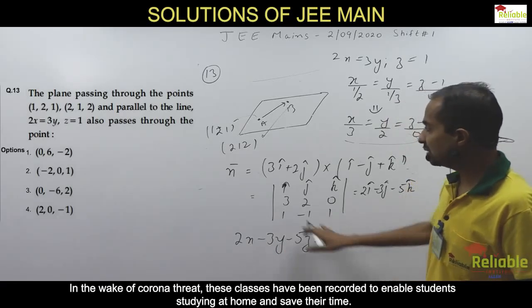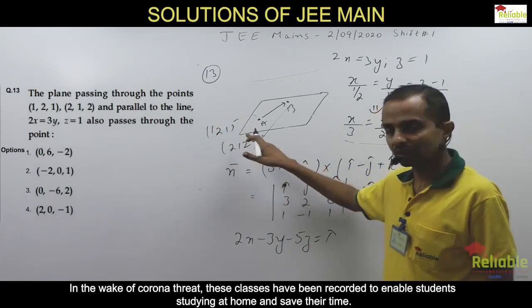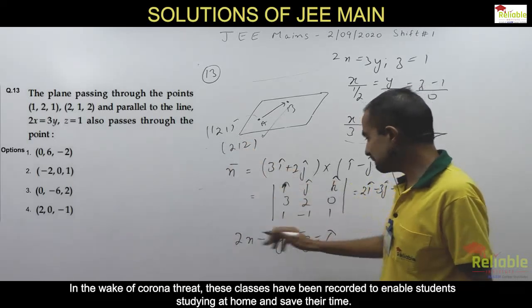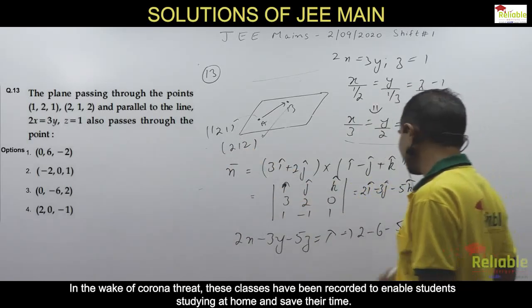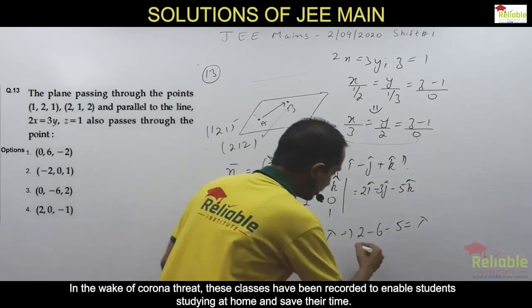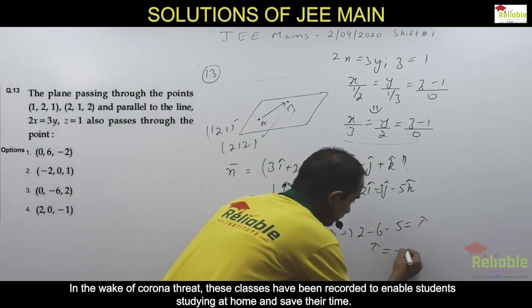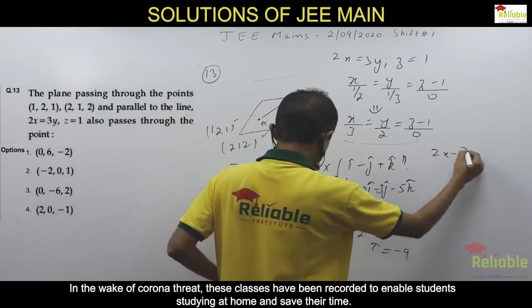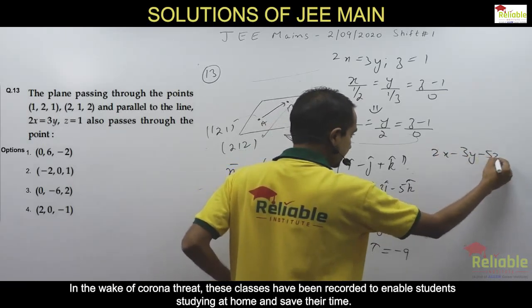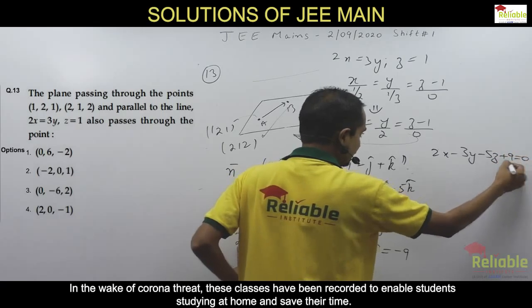Now from where will lambda be obtained? Either you satisfy (1, 2, 1) or (2, 1, 2). Let me satisfy (1, 2, 1). So plugging in 1, 2, 1, that is lambda. And here you are going to get lambda equals minus 9. So the equation of plane is 2x minus 3y minus 5z plus 9 equals 0.